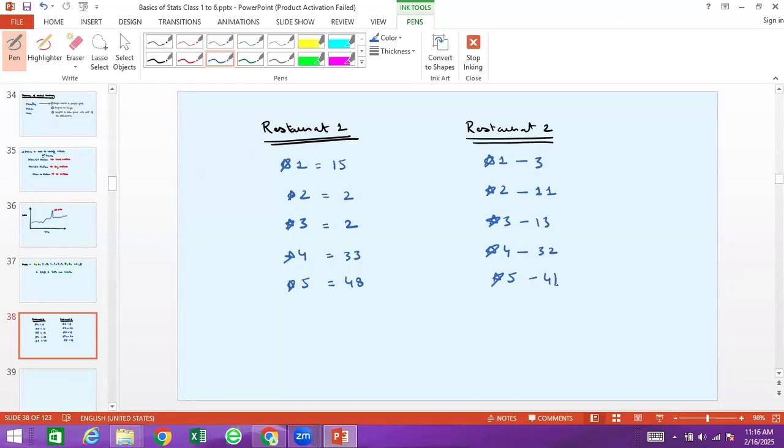Now, when we look at restaurant 1 and restaurant 2, based on the reviews that you see, do you think that they are similar to each other or different from each other? The distribution is increasing, but they are different. If we have to make a pattern, we can just look at it.